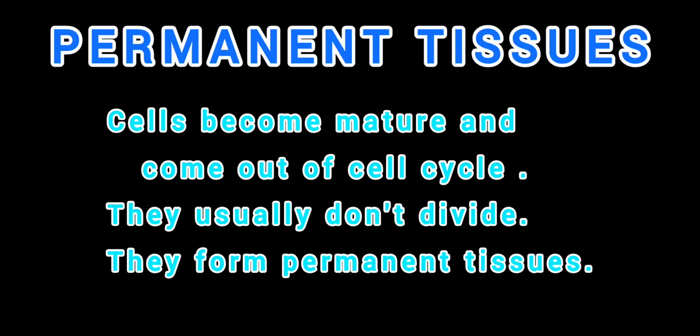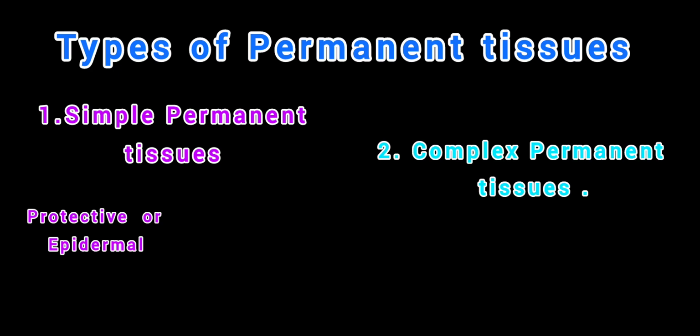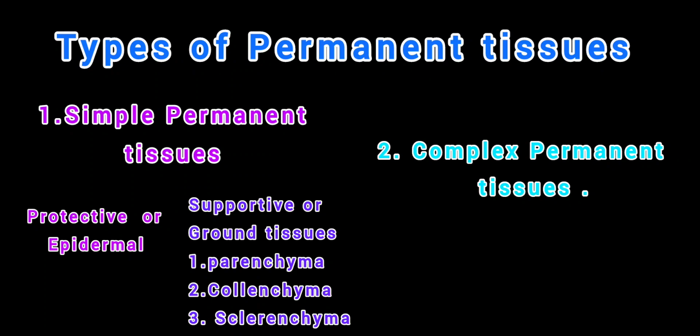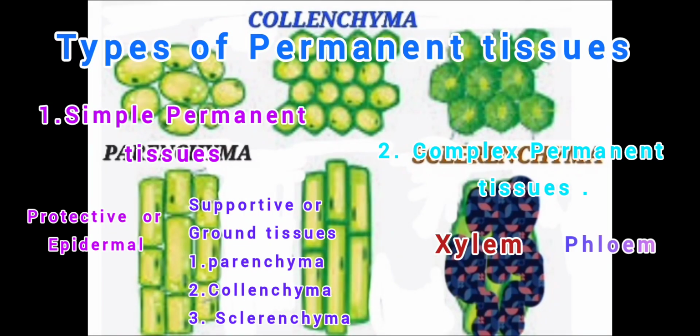Now, categorically, the permanent tissues can be classified into two main types. The simple permanent tissue, which provides support and protection. So, under the simple permanent tissue, we have the protective or the epidermal tissues and the supportive or the ground tissues. Under the supportive tissues, we again have three different categories called parenchyma, collenchyma, and sclerenchyma.